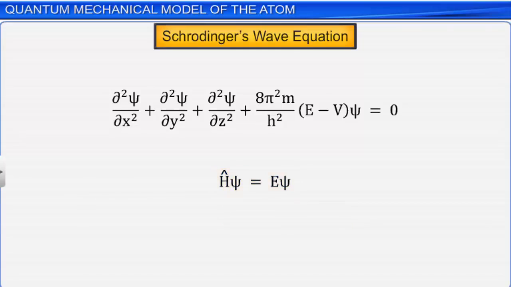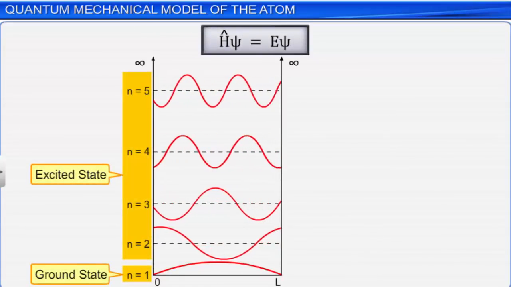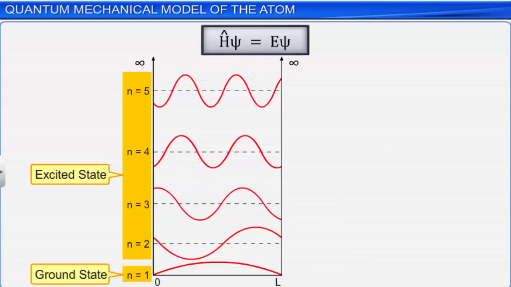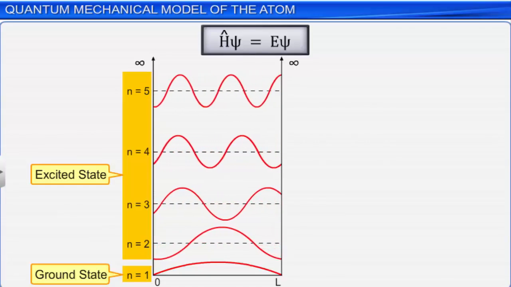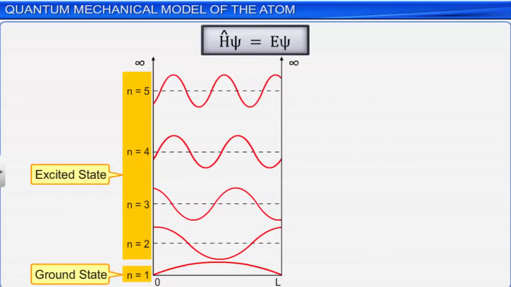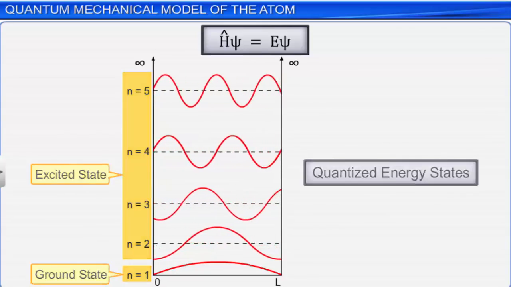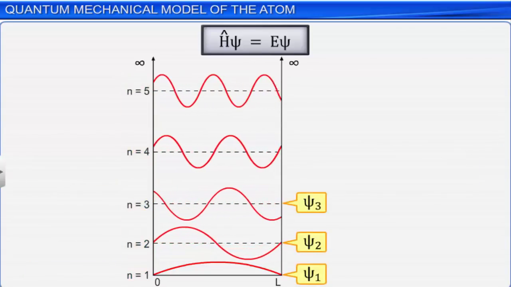In this equation, E stands for total energy of the system, which includes kinetic energies of all the subatomic particles and potential energy due to attractive and repulsive forces operating in an atom. When Schrodinger wave equation is solved for an electron of an atom, such as hydrogen atom, it gives the values of the possible energy levels in which the electron can move, called quantized energy states, as well as the wave functions corresponding to these energy levels.